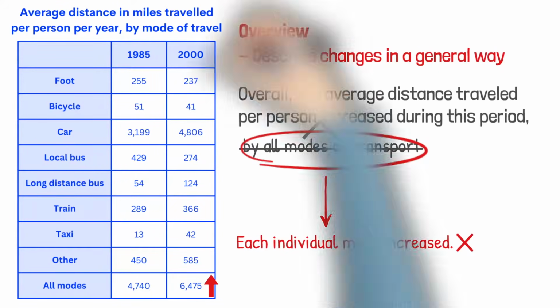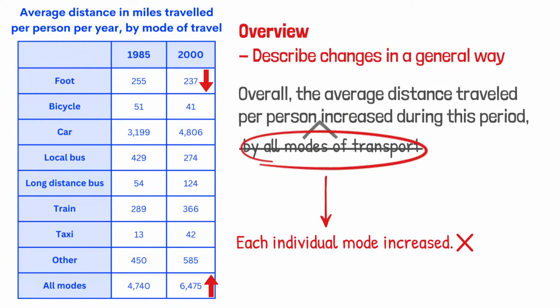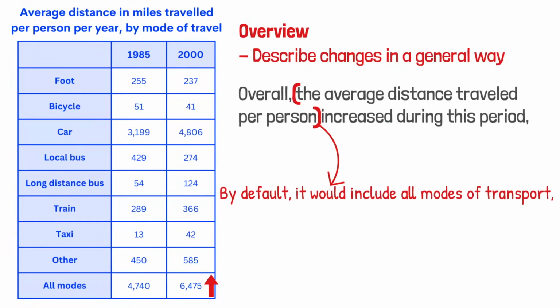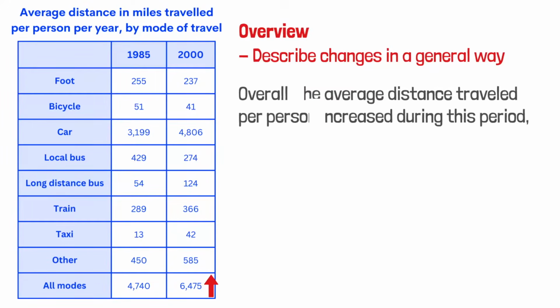For example, walking distance decreased. Without all modes of transport, it's clear that we are referring to just the total average distance traveled by each person increasing. By default, the average distance traveled per person per year would include all modes of transport without needing that to be specified. So this is about the trend. The total miles showed an upward trend. Now I'm going to make a comparison.